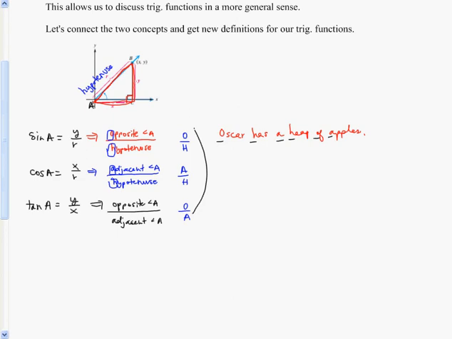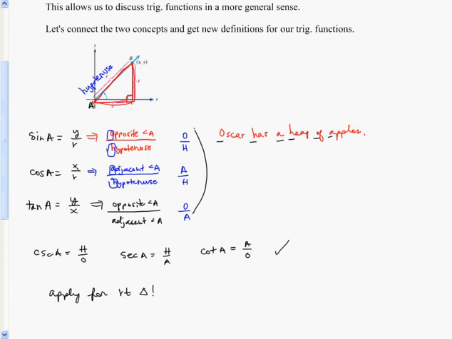Now, I haven't written them, but know that cosecant of A is just the reciprocal of sine, so it would be hypotenuse over opposite. Secant of A is the reciprocal of cosine, so it's hypotenuse over adjacent. And cotangent of A is the reciprocal of tangent, so it's adjacent over opposite. Those you should know as well. These 6 are redefinitions for a general right triangle, okay? These apply for a right triangle.